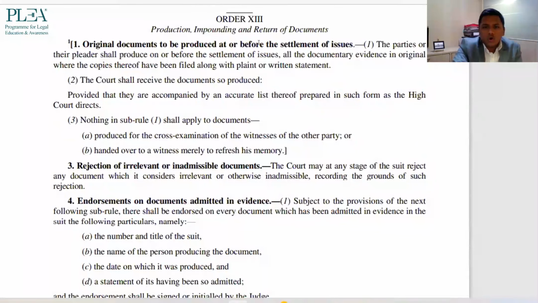Then we come to Order 13, production, impounding, and return of documents. The CPC requires, or for that matter, any other litigation system in the world requires, that you should come with clean hands. You should come with everything and anything that is there in your possession relevant to the case that you come to the court with. This principle is known as uberrima fides. Uberrima fides is come with clean hands. Don't hide anything from the court.